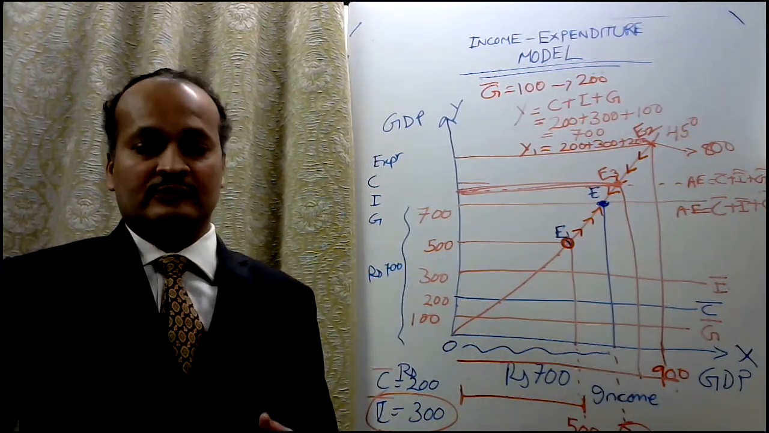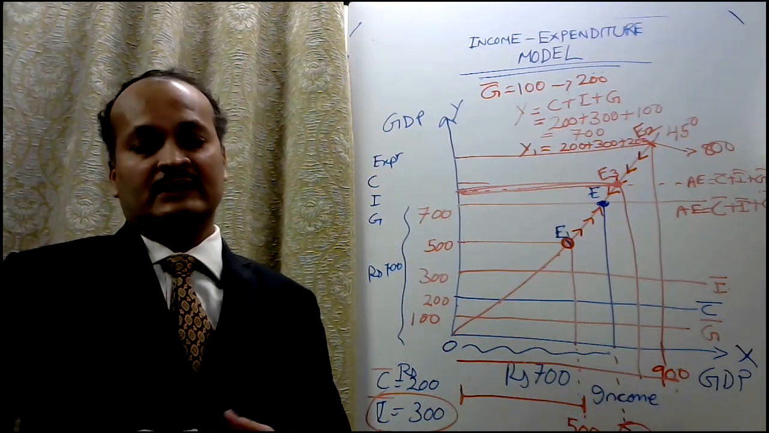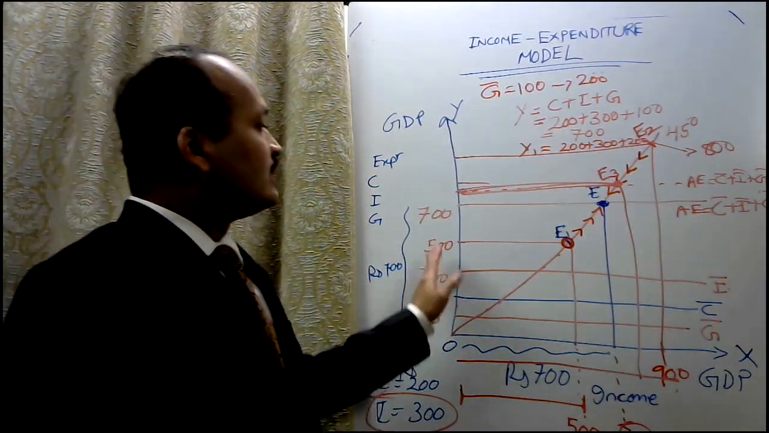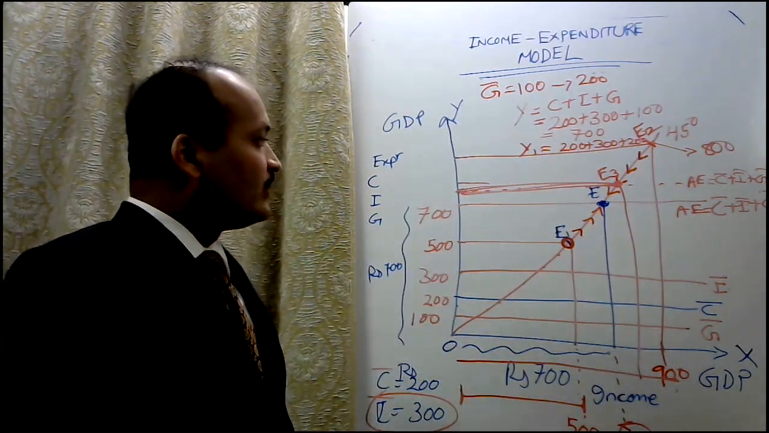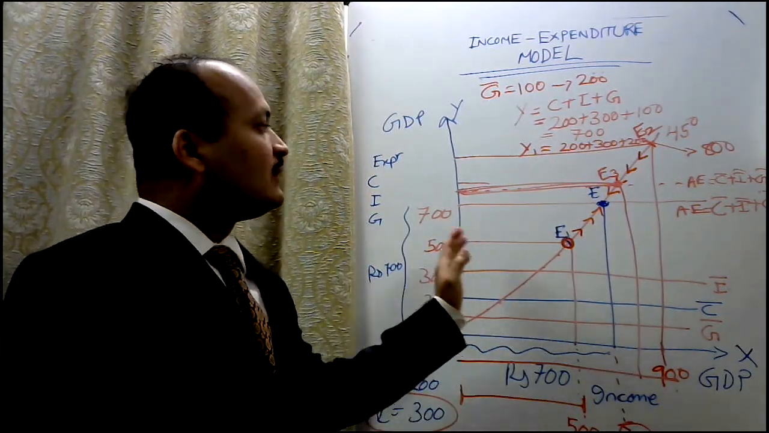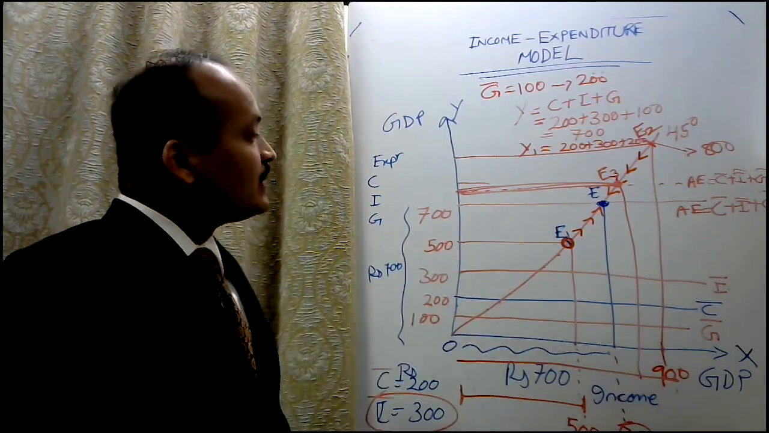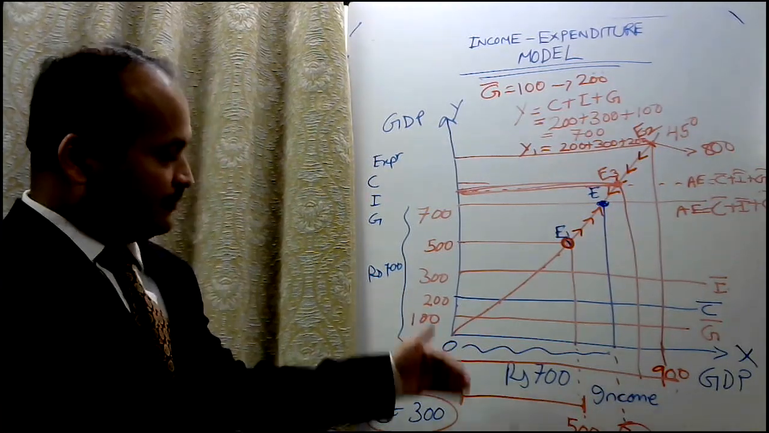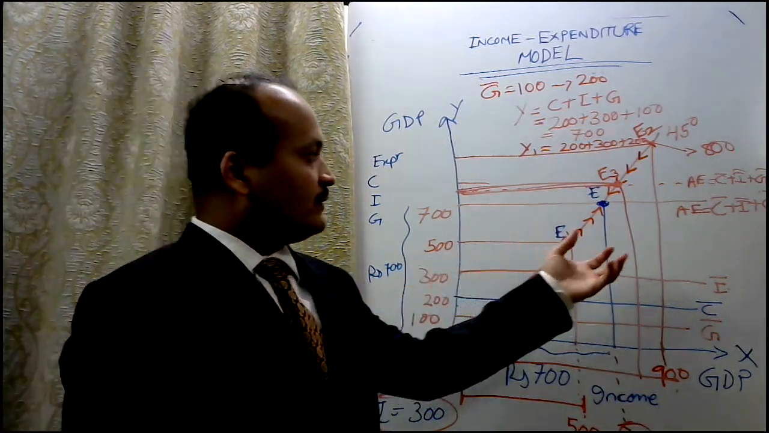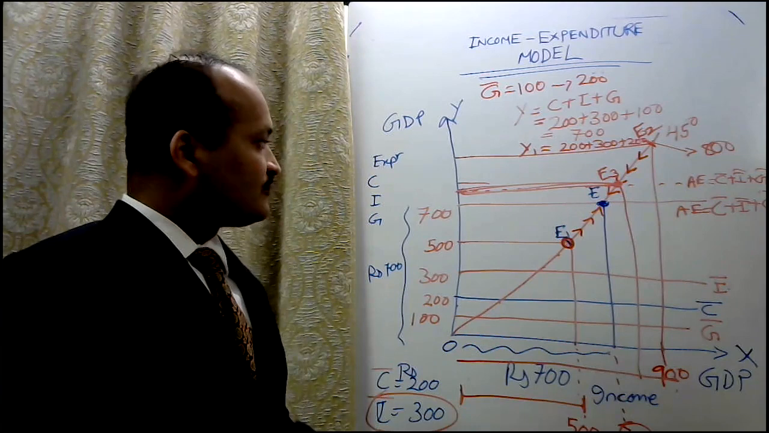The equilibrium income in an economy is decided by the total expenditure in an economy. Of course, this was a very simple model where we have taken C, I, G all as exogenous variables. Now, subsequently, we will bring in behavioral relationships for these determinants of expenditure.